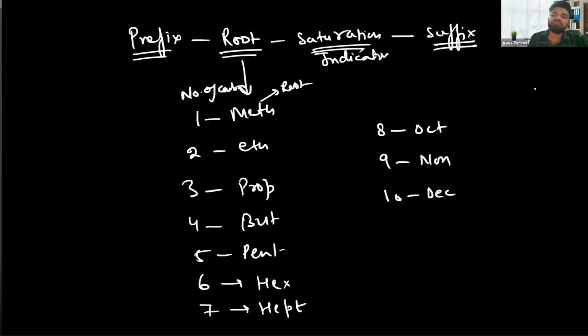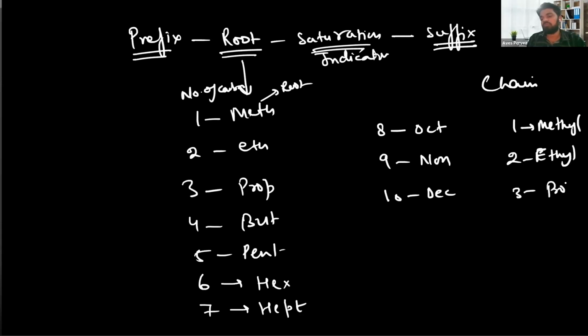And similarly, if a carbon chain is attached as a substituent, then its name is different. For one carbon, we use methyl. You just add YL, meth plus YL, and we get methyl. For 2 carbon, we use ethyl. For 3 carbon, we use propyl. And for 4 carbon, we use butyl. It will not be asked in the examination. So if there is 1 carbon, 2 carbon, or 3 carbon chain.